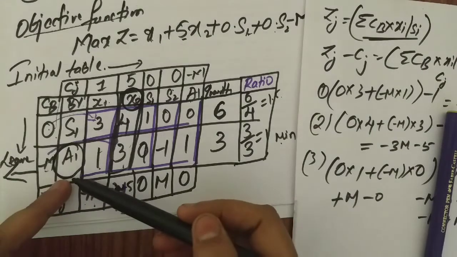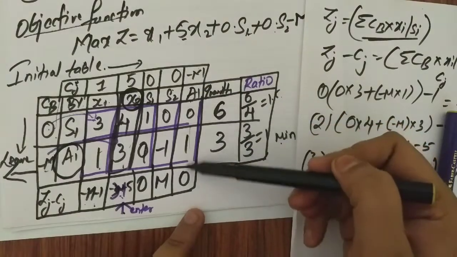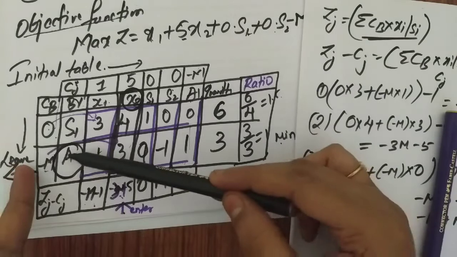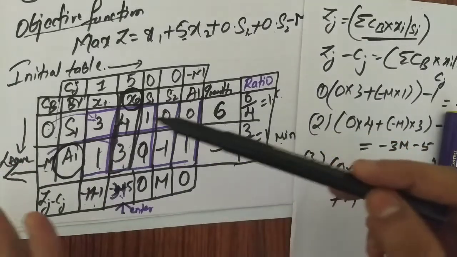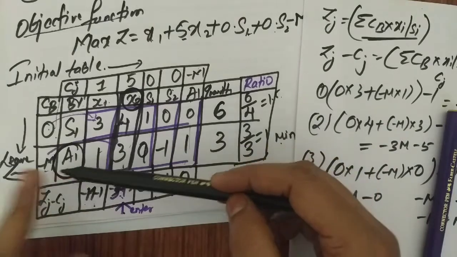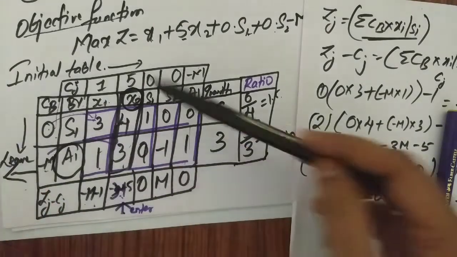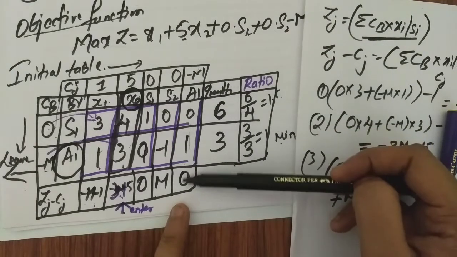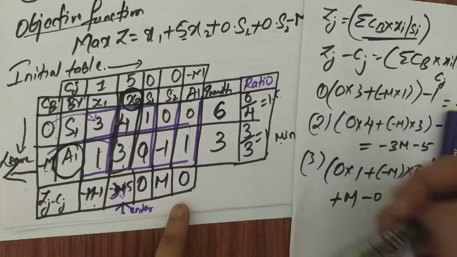Since A1 is leaving, please don't include this column in your next table. I repeat, since A1 is leaving, this is only applicable for the artificial variable, not for S1, S2 or X1, X2. Since the artificial variable is leaving, A1 cannot be included in your next table.